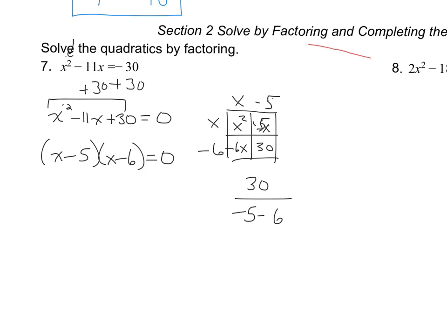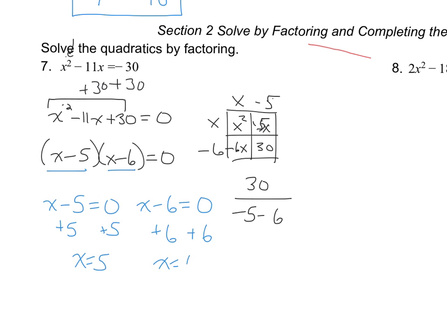So those are my two factors. So I'll set each of those factors equal to 0. So x minus 5 equals 0, x minus 6 equals 0. I'll add 5 to both sides, so x will be 5. And if I add 6 here, x will be 6. So 5 and 6 are my two solutions to that quadratic. If it does factor, it is a much, much easier way than using the quadratic formula or complete the square.